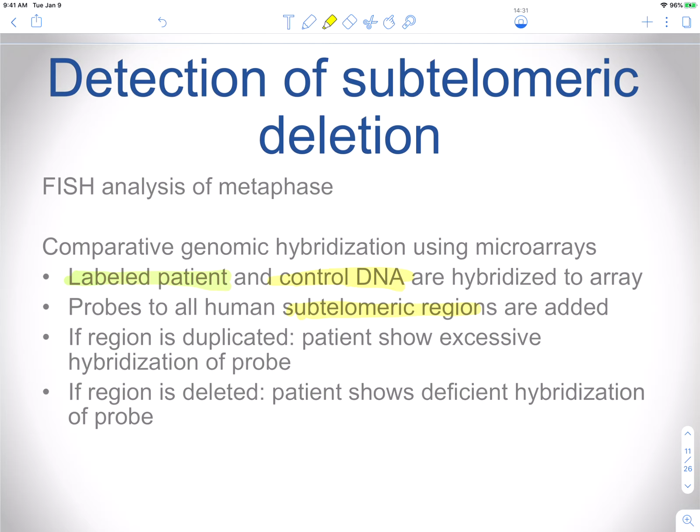If a region is deleted, there's going to be a deficiency of hybridization. If it's duplicated, you will have excess hybridization of the probe. So it'll be brighter in the patient if it's duplicated, and it'll be dimmer in the patient if it's deficient, for example.